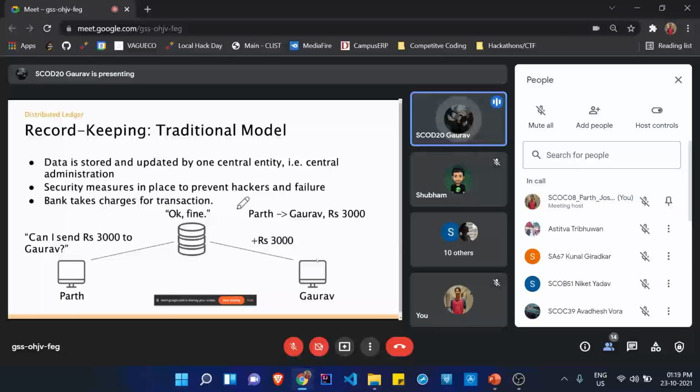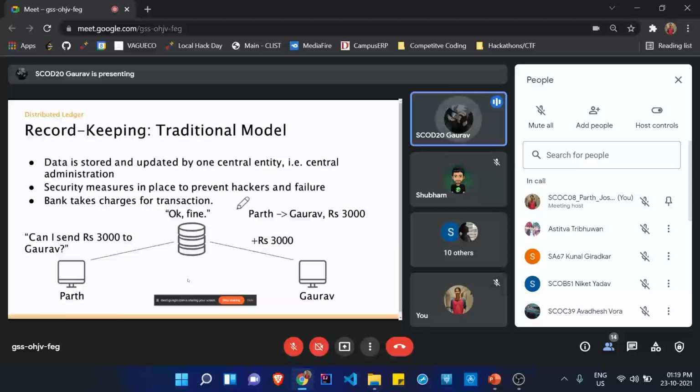So then the bank will validate this transaction by writing it in its database, in its ledger. After this transaction is complete, like verified, the bank has seen that it went to the original Gaurav, and it will write in its ledger that this transaction has been done. For this, the bank will deduct some money, as told by Parth.